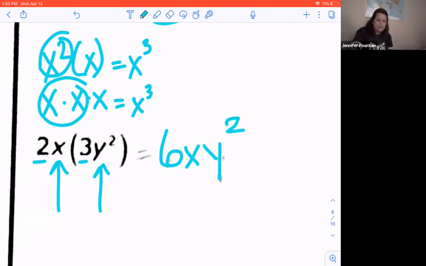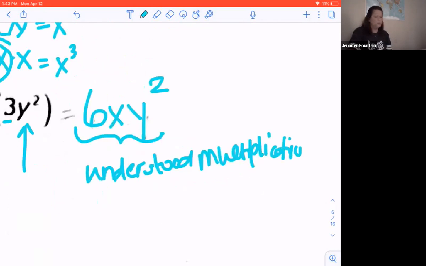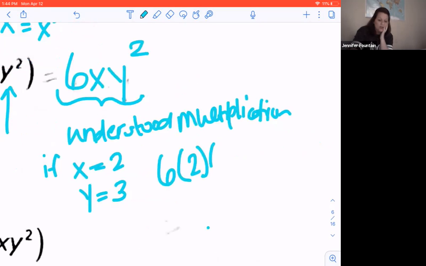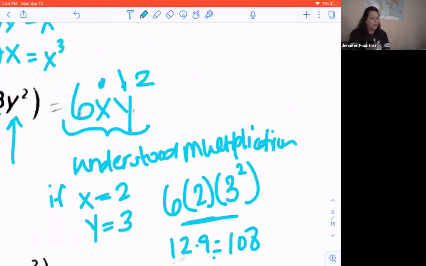Now, one of the things I want you to notice is that when I see something written like this, it is understood multiplication. So if I knew what x was, if x equals 2 and y equals 3, then I would have 6 times 2 times 3 squared. I understand that I'd be multiplying these together. So I'd have 6 times 2 is 12, times 3 squared is 9. So 12 times 9 is what, 108? So when I see a number with variables, I understand the operation to be multiplication. If I knew what x and y were, I would plug them in and multiply. Okay, so remember, if I just see my numbers side by side, I understand that that is multiplication.